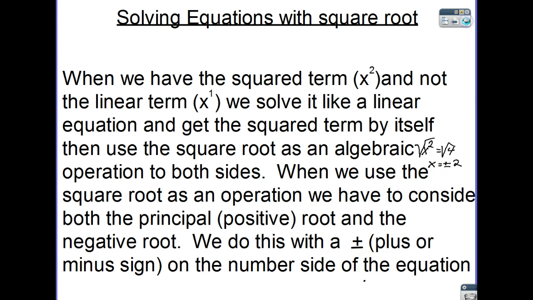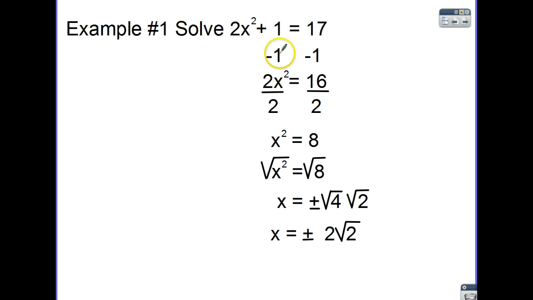Okay, first example here. I've already got it worked out, but I'd like my class to go ahead and write this down on their paper: solve 2x squared plus 1 equals 17. Now, can you see that in y equals ax squared plus bx plus c, the linear term is not here in this one? We don't have it. If that's the case, then the strategy to solve this equation is to isolate the squared term and take the square root of both sides.